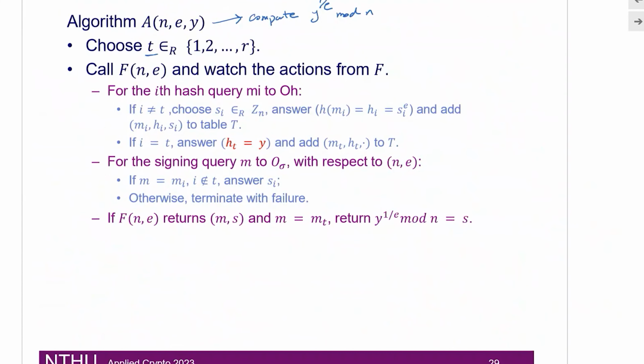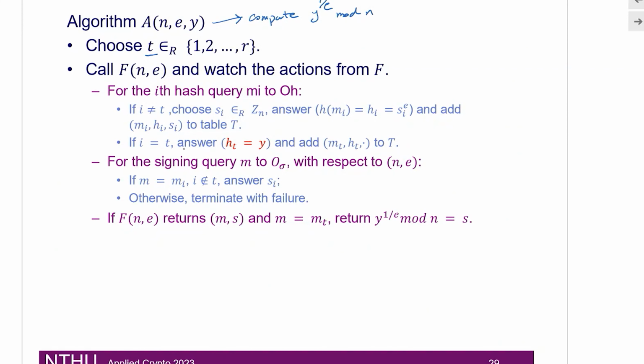For every other index other than T, every time that the forger asks for the hash function, we choose a random value s_i from Z_n. We set the output of the hash function to be s to the e mod N. And then we add this entry to the table, M, H, and then S, which is the signature. And you see that this is the relationship the signature verification function would verify, because of the relationship we built there.